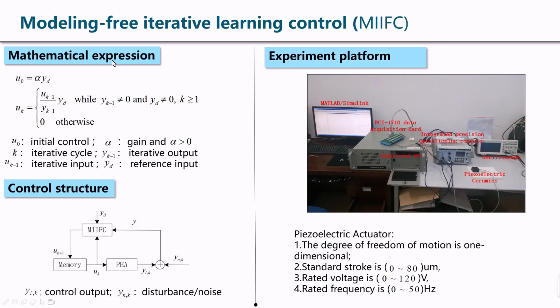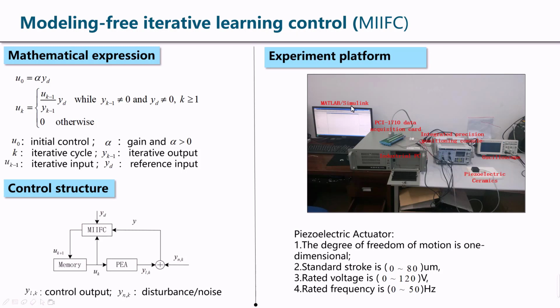The mathematical expression is modeling-free iterative learning control. It just has one parameter alpha. U0 is the initial control, K is the iteration cycle, Y(K-1) is the iterative output, U(K-1) is the iterative input, and YD is the reference input. The Y and U contain a lot of information about the controlled system. This is the control structure, where Y_K is the control output and YN_K is disturbance or noise.